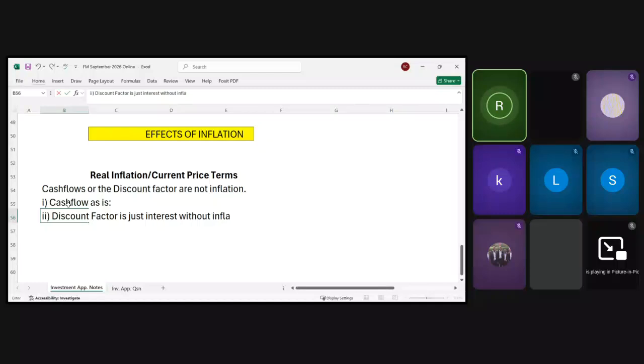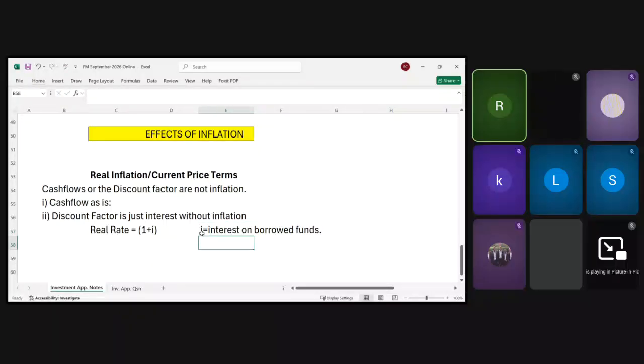So you have interest, but the interest also needs to take into account the inflation. So the formula there for a real rate normally is given as follows: 1 plus i. So real rate is just 1 plus i, representing interest. i is interest on borrowed funds. So our money that we have borrowed, the interest that has been charged is that one.